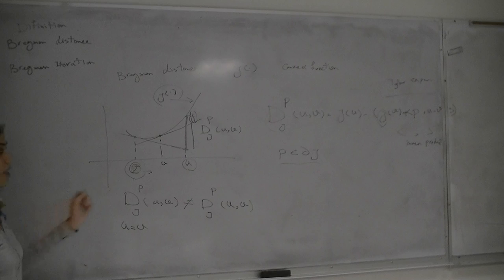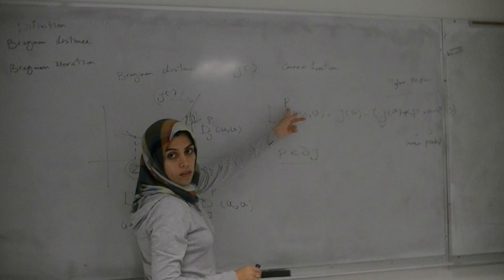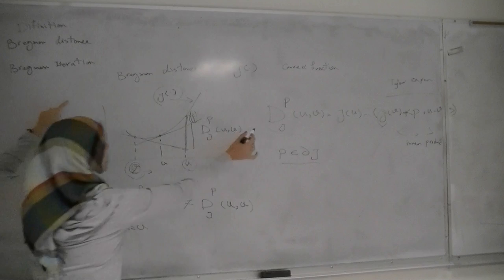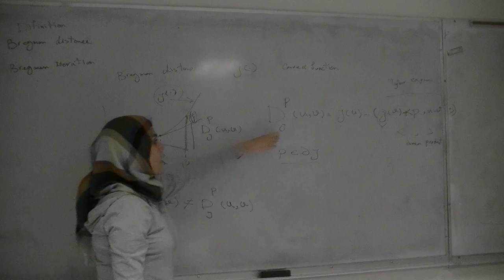This is not my definition, so I'm just curious: if J and V are defined, why do I need to put P there? You mean this one here? P is just the gradient of J. Maybe we can just wait for the Bregman iteration, because in the Bregman iteration we have some division for P.